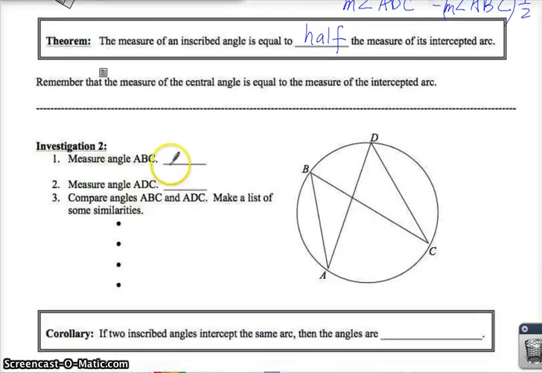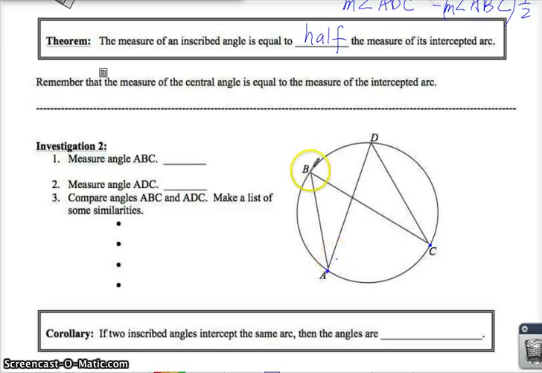The measure of angle ABC. So we need to measure this angle ABC, that's an inscribed angle. Then we're going to measure angle ADC. That's also an inscribed angle. Compare angles ABC and ADC. Make a list of some similarities. So what do you notice? Maybe you notice that both of them end at A. They have a chord that goes to A and a chord that goes to C. So they have common points that they intersect around the circle.